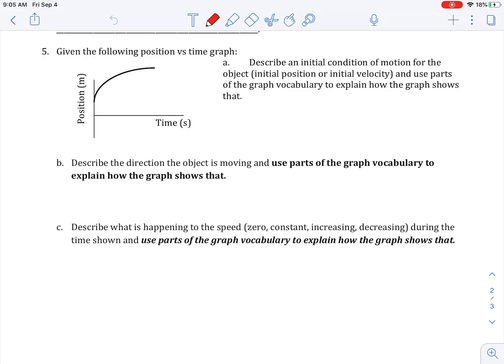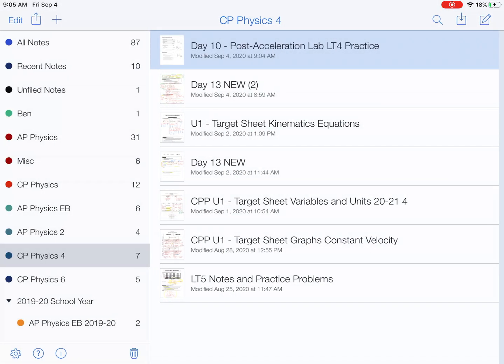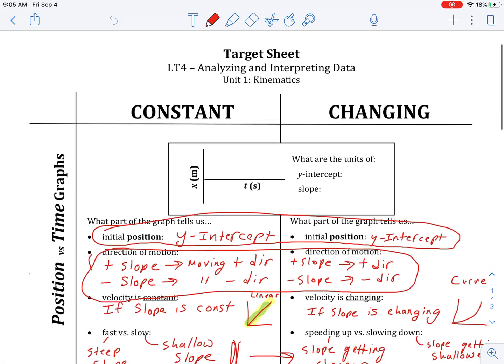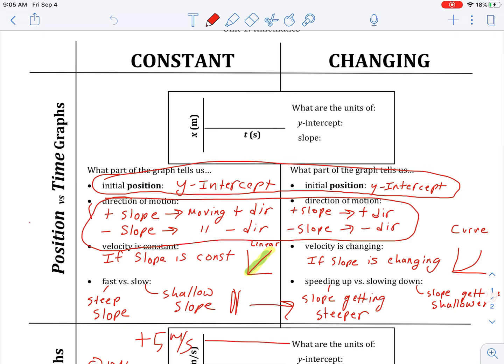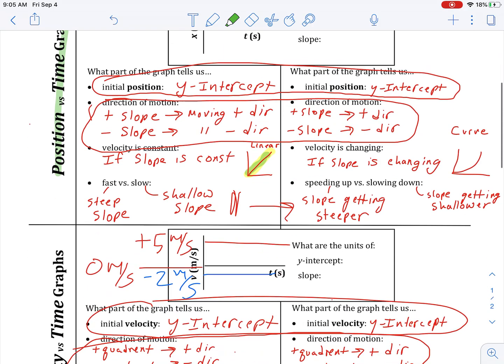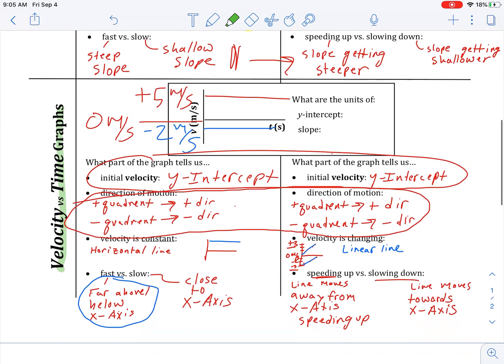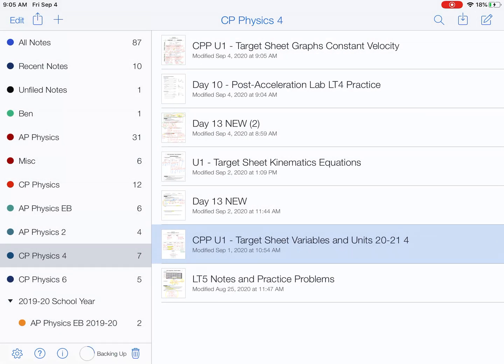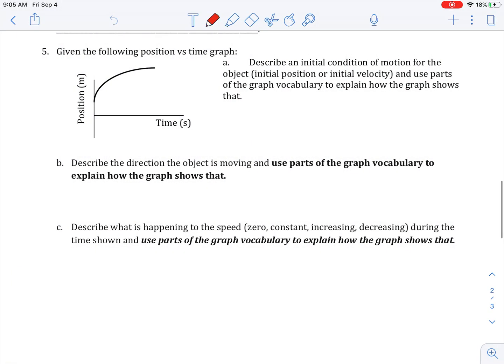I am right now going to do a couple example problems for you on graphs. So that's LT4, the graphing target. Before you start to follow me on this, make sure you've printed out the target sheet that goes along with this. I'm going to have this in front of me and use it as a reference as I go through these problems. This target sheet is really helpful because it talks about position versus time graphs and what we know about them if we're going at constant velocity versus changing velocity, as well as velocity time graphs and the rules for them if we're going at a constant velocity as compared to a changing velocity. So make sure you have that printed out in front of you while we're going through this.